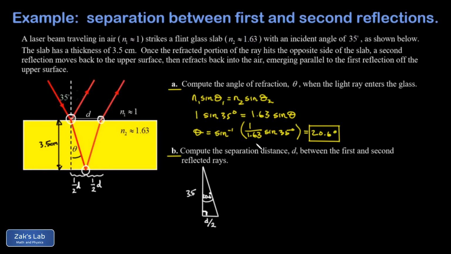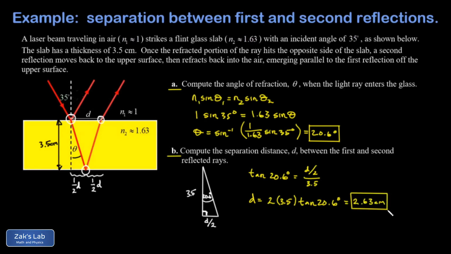I can use the tangent function then to get at d, and the tangent of 20.6 degrees is going to be d over 2, that's the opposite side, over 3.5, the adjacent side. So we multiply both sides by 3.5, multiply both sides by 2, and we smash the numbers into a calculator. And I get that d is 2.63 centimeters, and we're done.